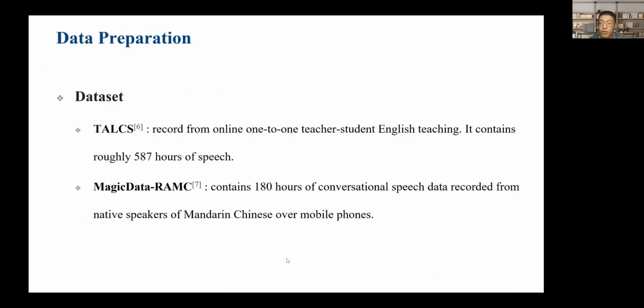Our training data consists of two parts. One is the TAL-CS corpus, which is recorded from online one-to-one teacher-student English teaching. It contains roughly 587 hours. The other part is Magic Data RAMC, which contains 180 hours of conversational speech data recorded from native speakers of Mandarin Chinese on mobile phones.